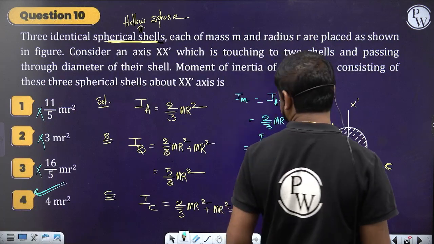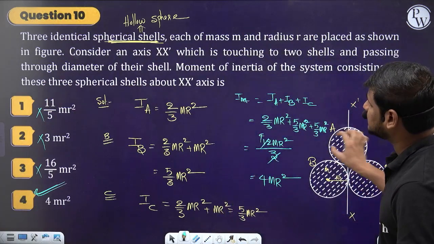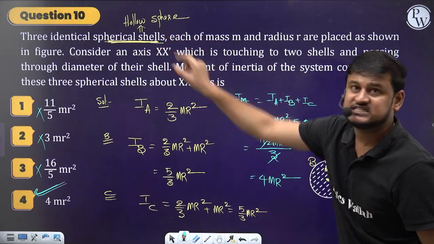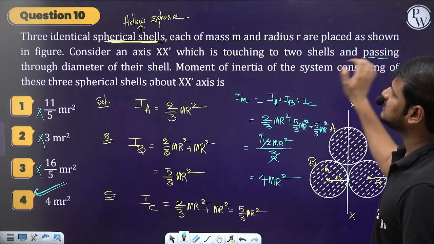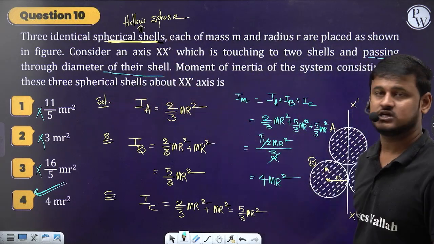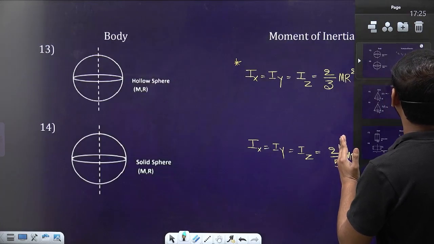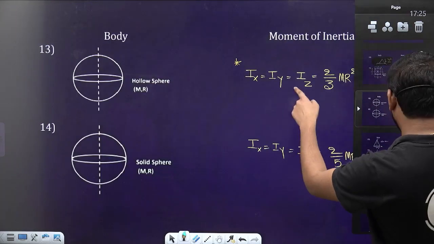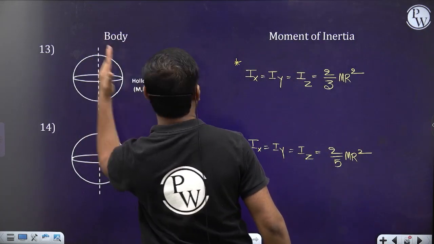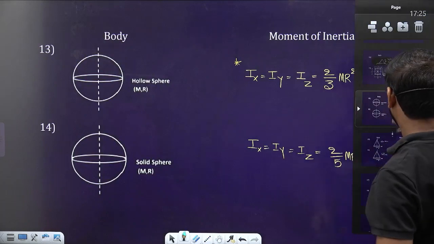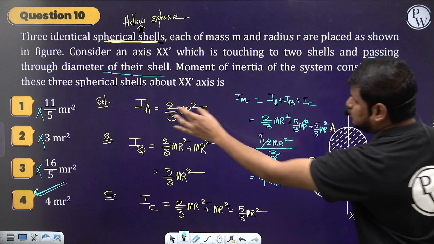Clear, guys? Understood this part, everyone? It is just passing through the first one, that's why I am directly taking the spherical shell. They said it's a hollow sphere, so passing through its diametrical axis, about its diameter for the hollow shell, we already know it is 2 by 3 mr square. So for the first sphere, it is passing through its diameter, that's why 2 by 3 mr square.